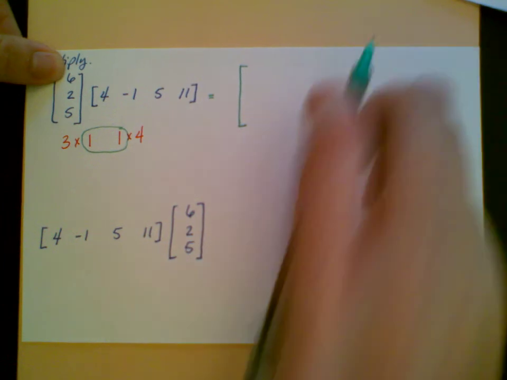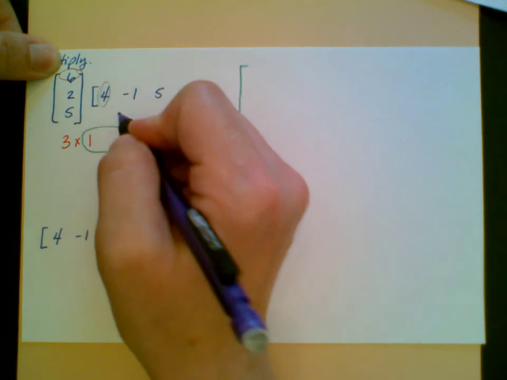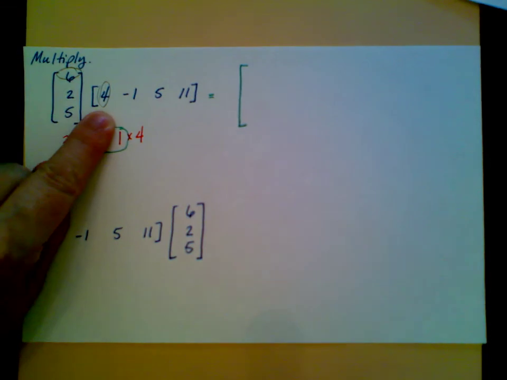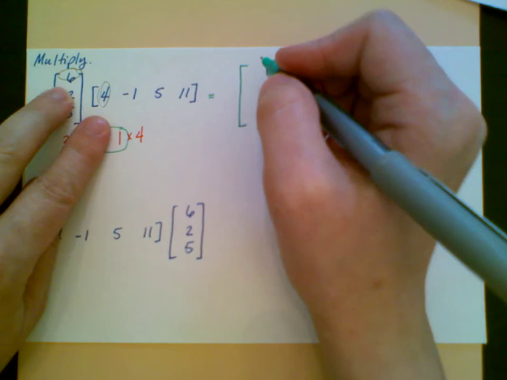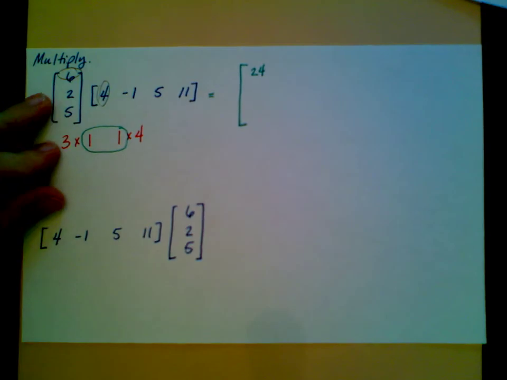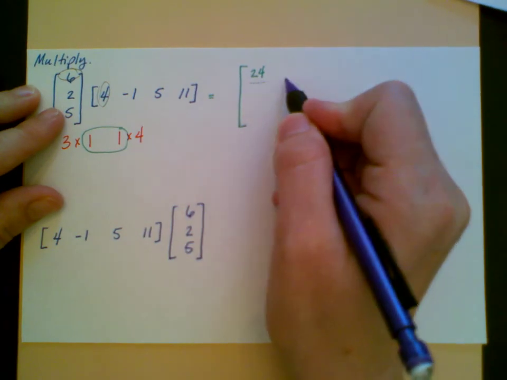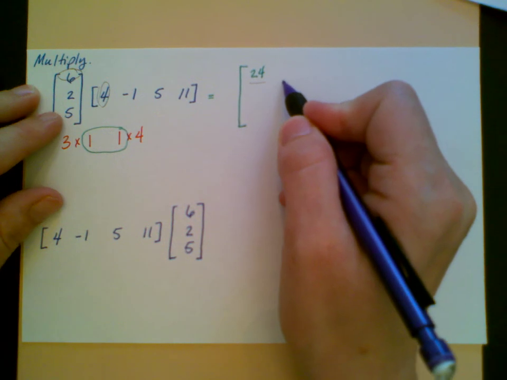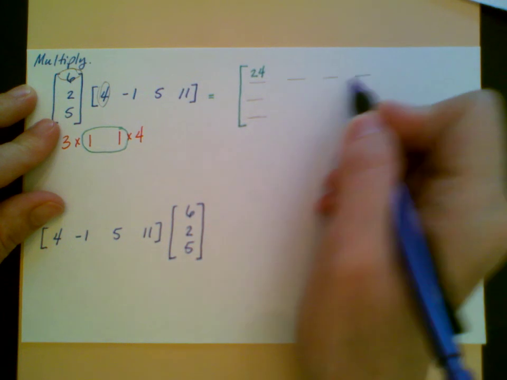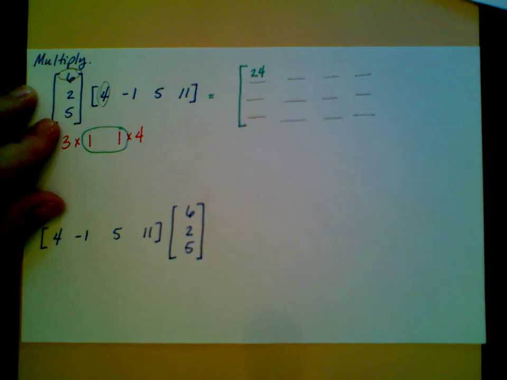So when I multiply row 1 times column 1, well, there's only one thing in each row and one thing in each column, so that means each element is going to be pretty easy to calculate. So 6 times 4 is 24, and that's my first position. So when I multiply, let me actually draw out my spots. So I have, it's a 3 by 4, which means 3 rows and 4 columns. So that's the correct number of spots.